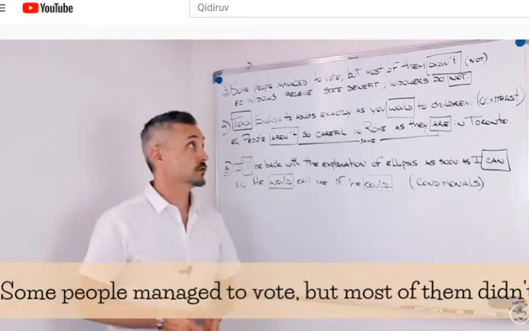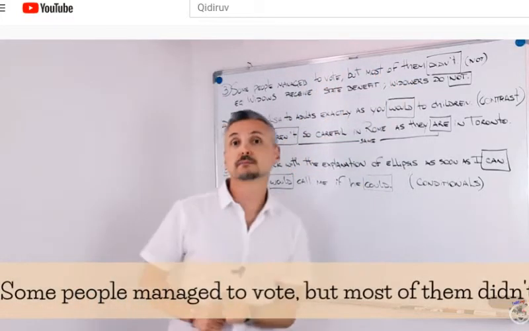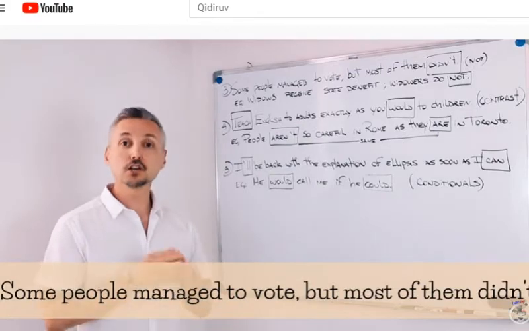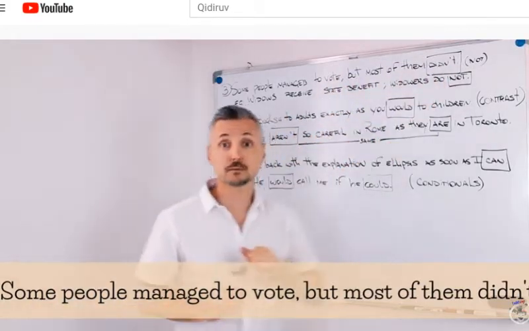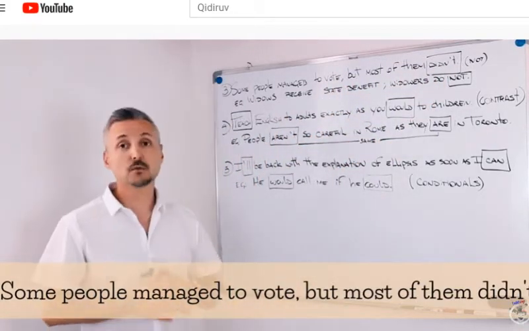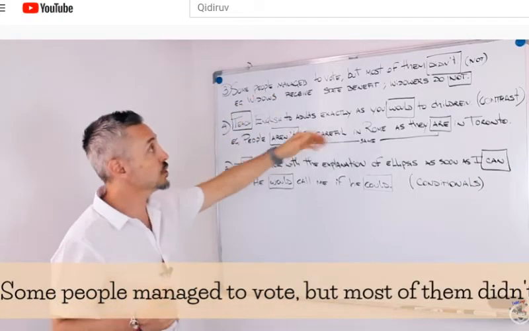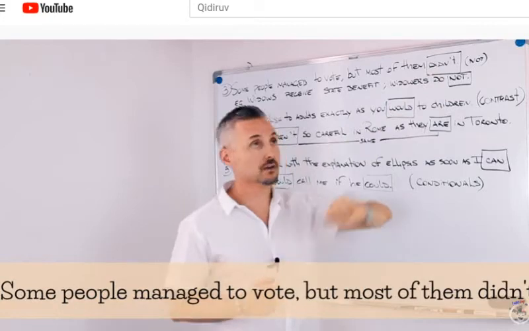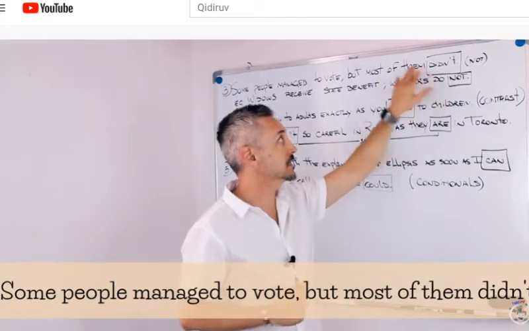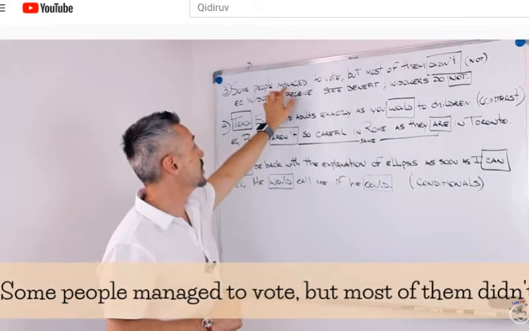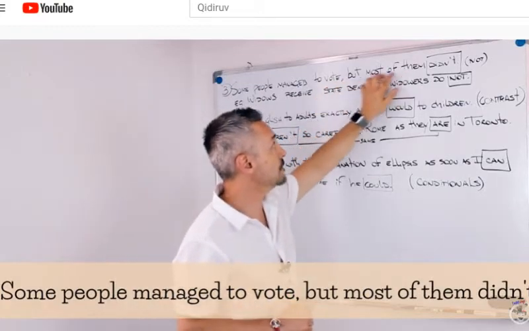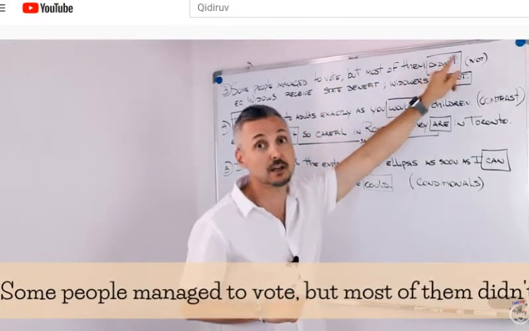Some people managed to vote, but most of them didn't. Yes, we can add not to the second group of verbs. In this case we have did as the auxiliary, so we added not. They didn't. So, some people managed to vote, but most of them didn't, did not.